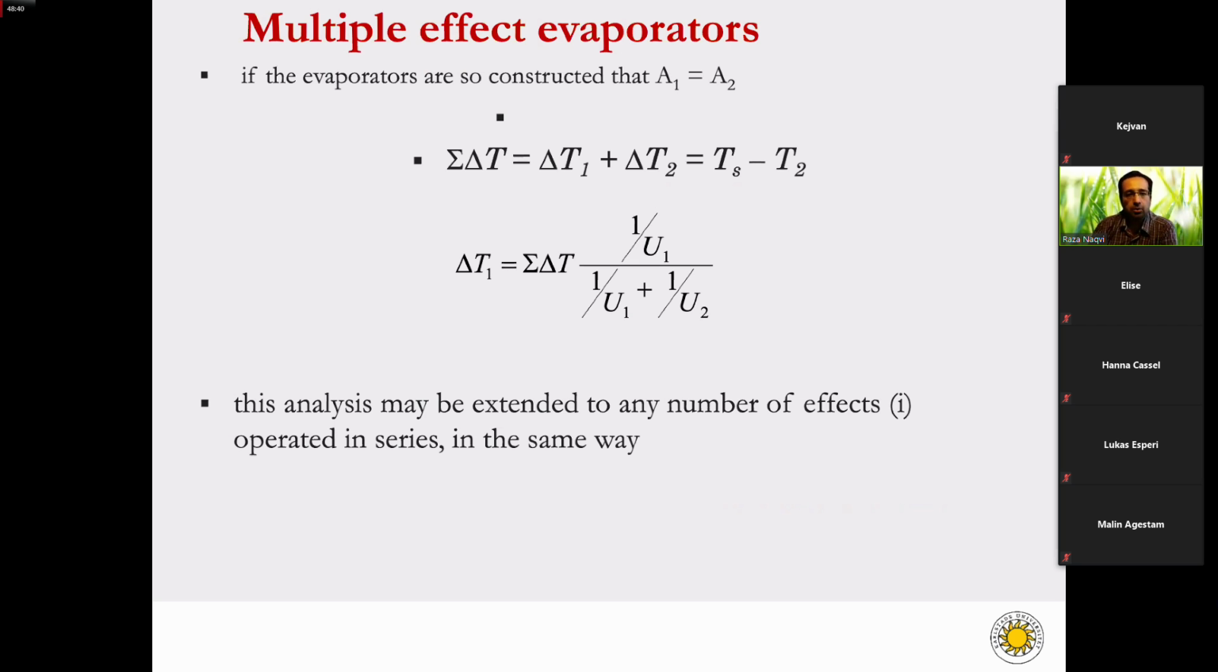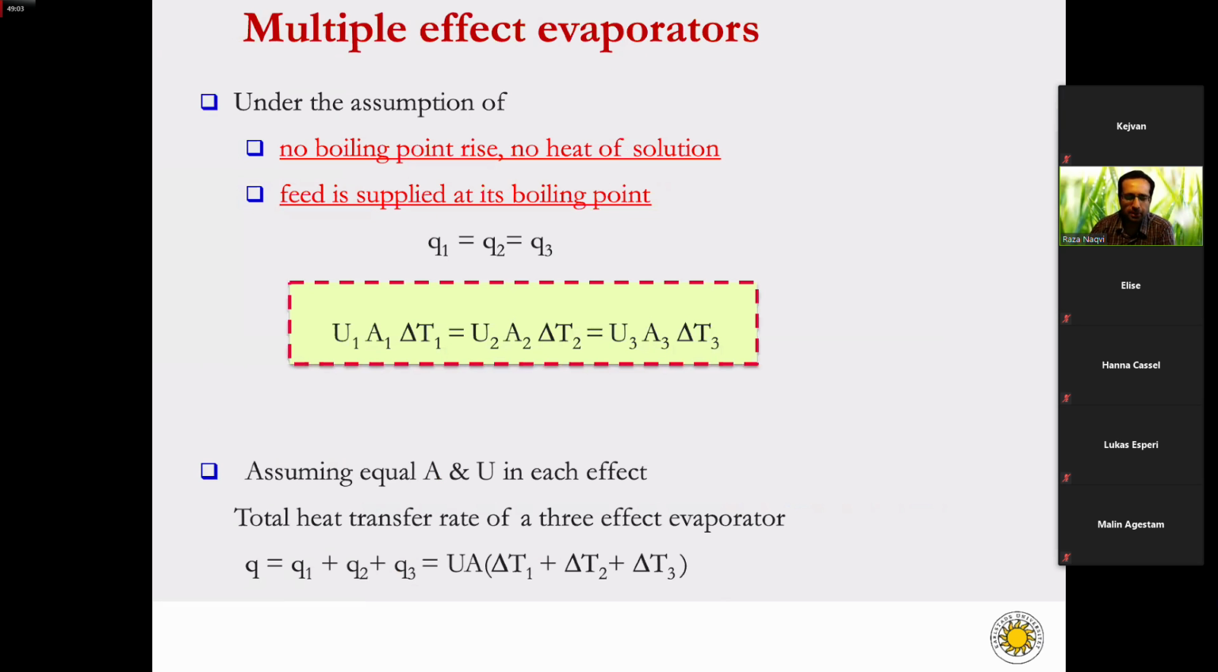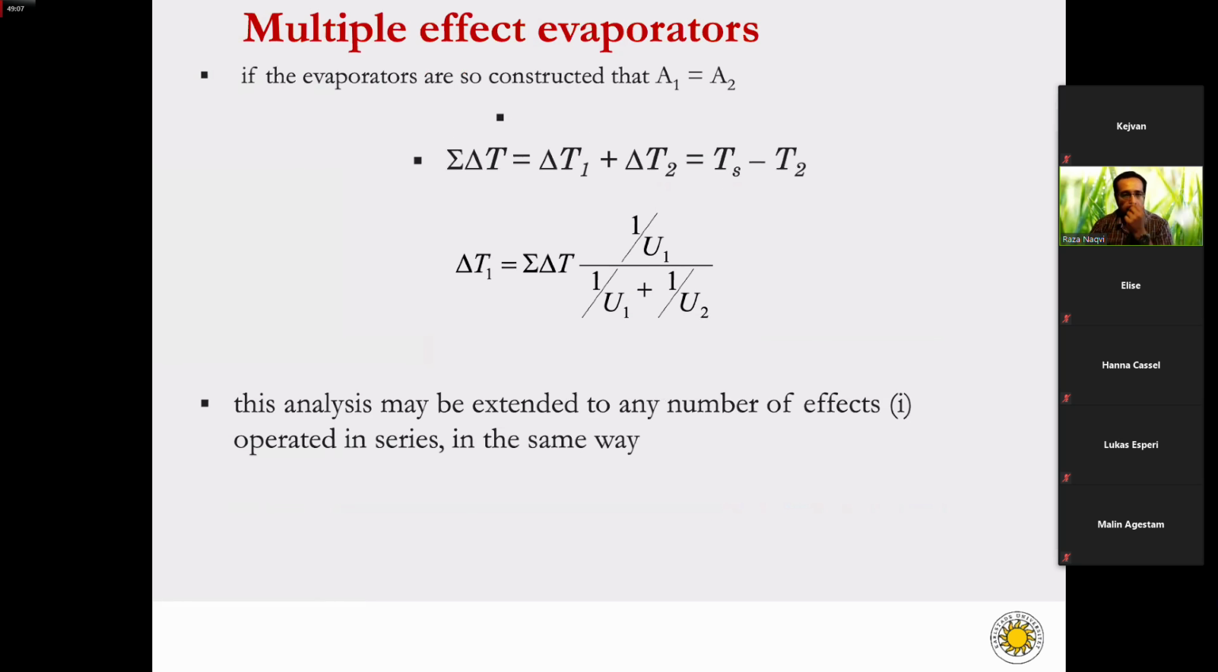So then you can calculate delta T1, delta T2, and delta T3. And from this picture, you have to know what delta T1, delta T2, and delta T3 are. Delta T1 is Ts minus T1, delta T2 is T1 minus T2, and delta T3 will be equal to T2 minus T3. So you can calculate delta T1, T2, and T3 for as many effects as we are going to use in evaporators, right?